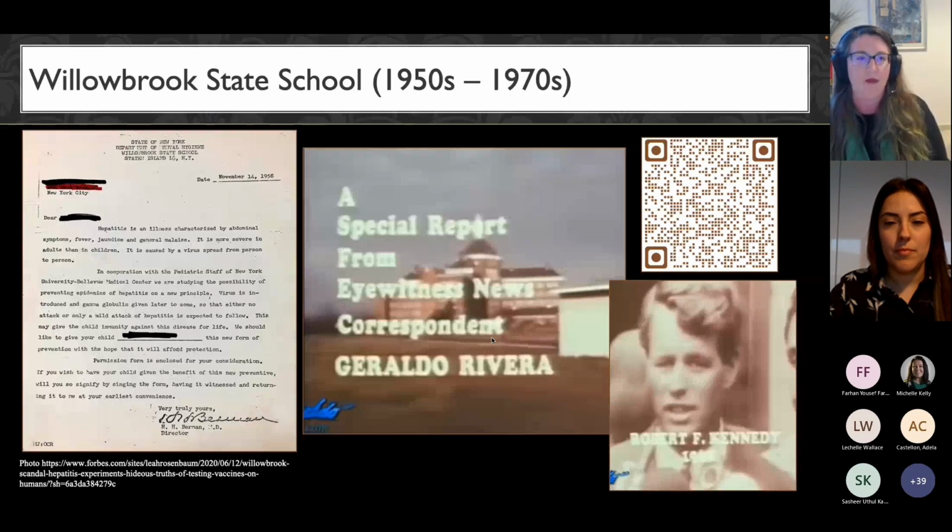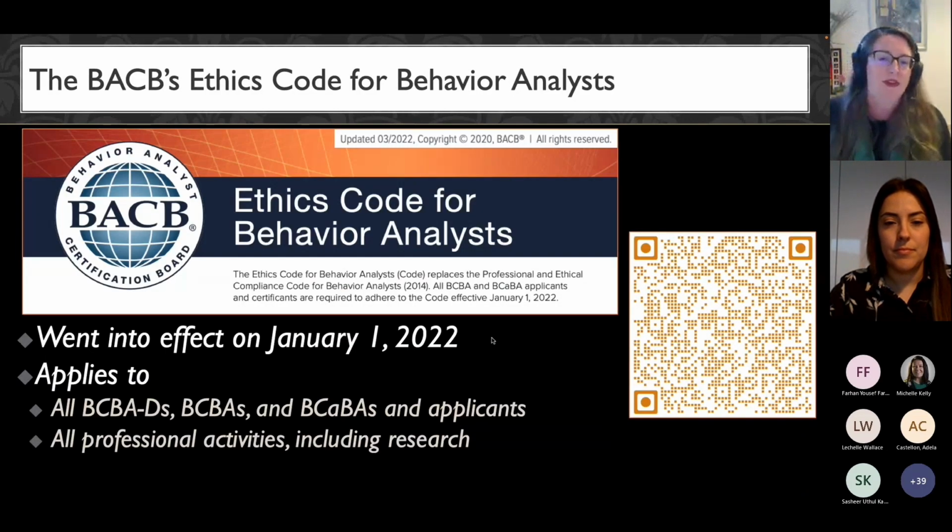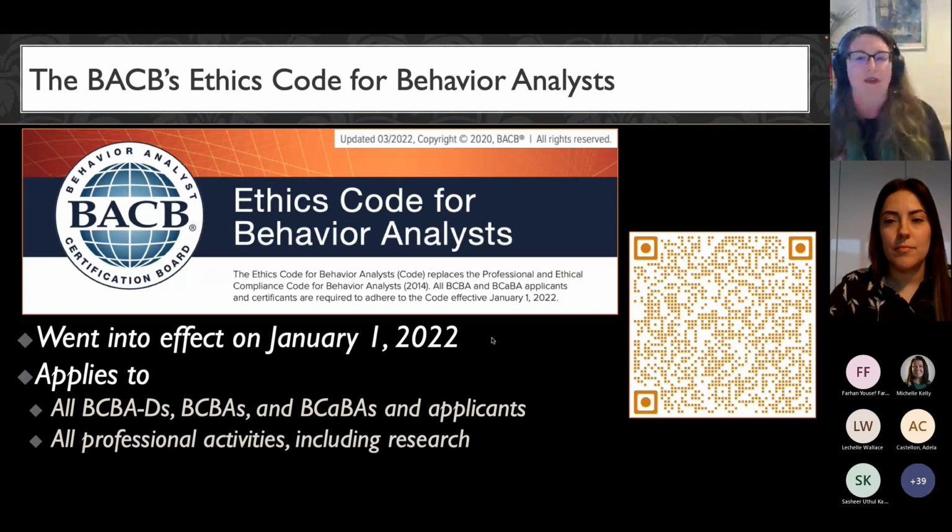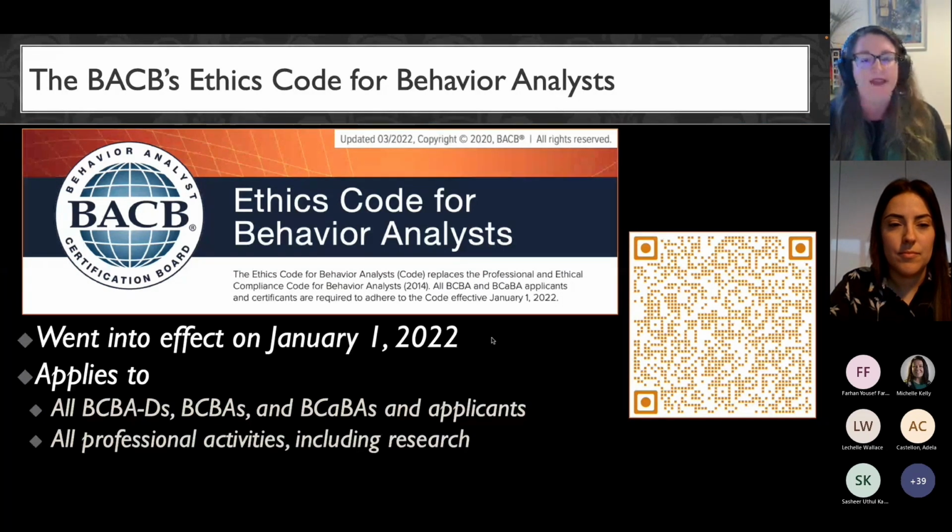So hopefully we've emphasized the grounding there. Now, as behavior analysts, what governs your behavior with respect to ethical research behavior? Hopefully you are familiar with the ethics code for behavior analysts, the newest version that went into effect on January 1st, 2022. This code applies to all BCBA-Ds, BCBAs, BCABAs, and applicants.